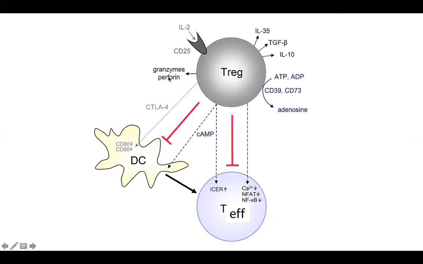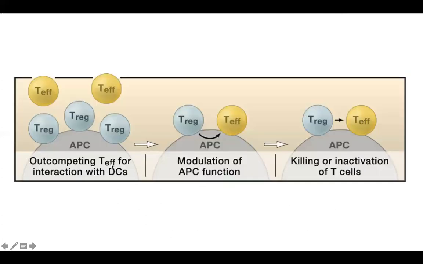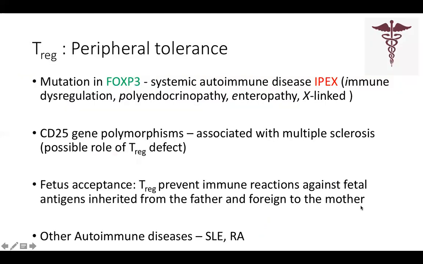उससे भी नहीं हुआ तो it can also kill, so it can secrete perforin granzymes to cause death. Okay, so competing with the T effector cell for interaction with dendritic cell, that is one mechanism. The regulatory cell, you can see here, out competing the T effector cell. Modulation of APC function, so they can just directly affect the function, by secreting interleukin 10, by secreting TGF beta, so they can inhibit the activation, killing and inactivation. So finally, it can just secrete granzymes and perforins and kill, so that it can do.